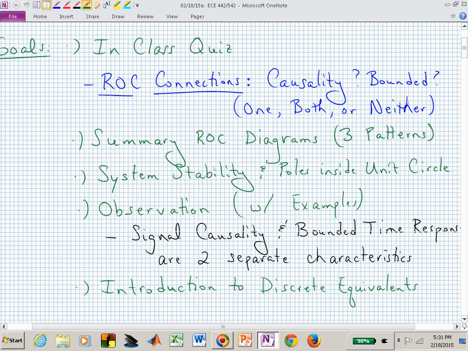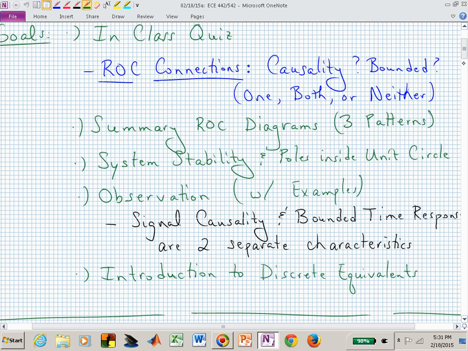We'll then summarize our region of convergence diagrams. There's really only 3 patterns. They could be various sizes, but the patterns are just 3. You only have to remember 3. And from what we know about learning, maybe we can only keep 7 things in our brain at one time. Maybe I can only keep 1 or 2, but if you can keep 3, you can at least think of all 3 patterns for region of convergence.